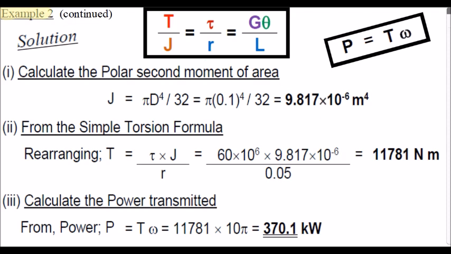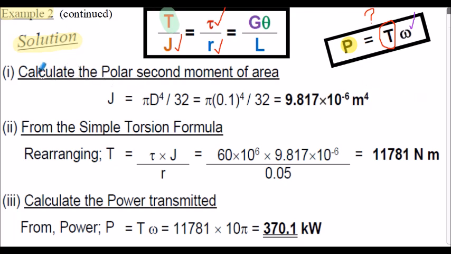Example 2, solution continued. Just thinking through the problem for a moment. Ultimately, we have to calculate the power P transmitted. We have the angular velocity calculated on the previous slide, but the torque T is unknown. So from our simple torsion equation, we need to find T. We know the maximum shear stress we're allowed, and we're given the diameter, so we have the maximum radius. If we can calculate the J, which of course we can, we can then solve for the torque, and from there, find the power.